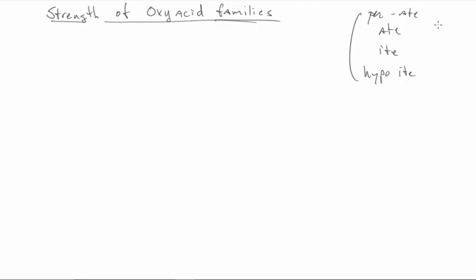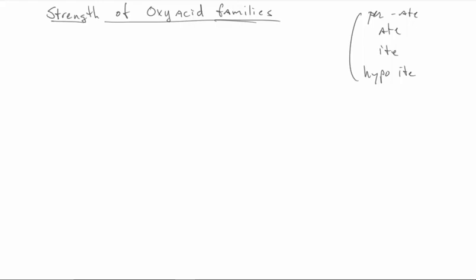What we want to do is explain why, within a particular family of polyatomics and ternary acids, there is a difference in the relative strength of the acids. And we want to be able to explain that based on electronegativity values and electron densities.